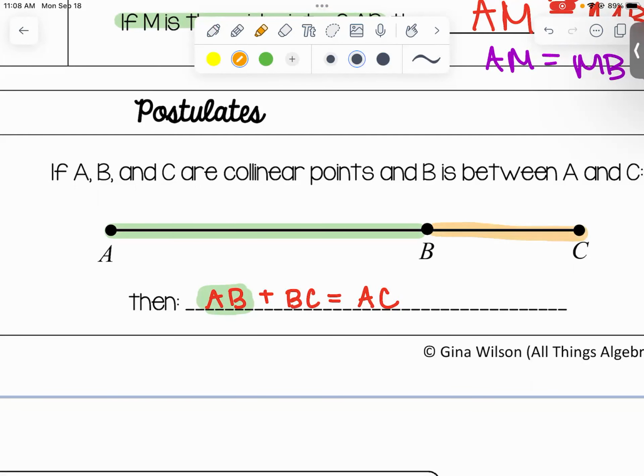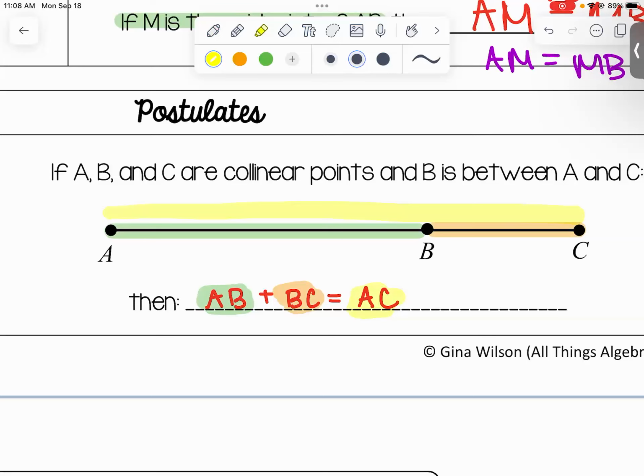Okay, if you would like me to say it like that. Is it 6 and 7? I'm just saying they're smaller than the whole thing. Okay, so green piece plus orange piece equals the whole yellow piece. How does that sound?